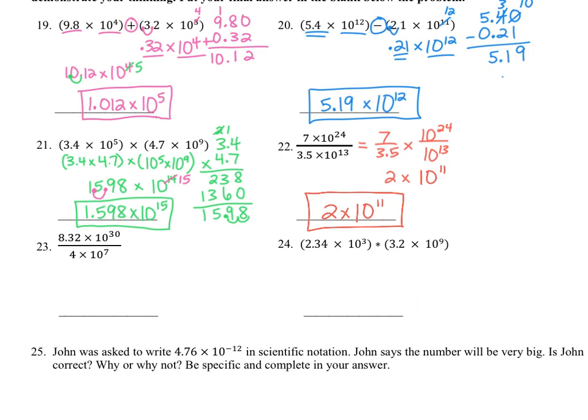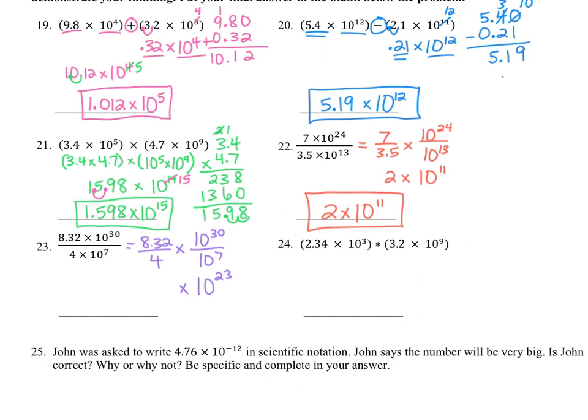Number 23 is another division. So again, I'm going to split this up into two different fractions being multiplied by each other. So 8.32 divided by 4 times 10 to the 30th divided by 10 to the 7th. Dividing powers with the same base is really easy. Our quotient rule says we subtract those exponents. So that'd be 30 minus 7, which is 23. So 10 to the 23rd.